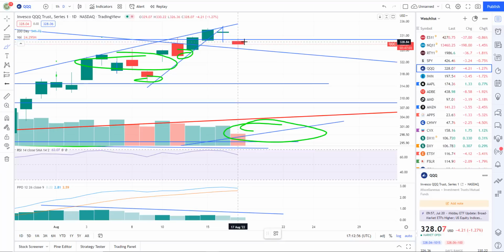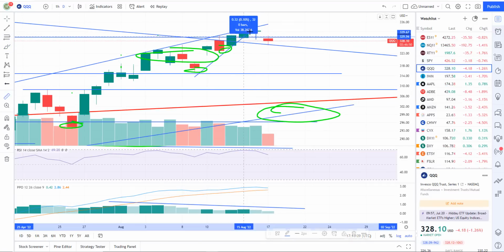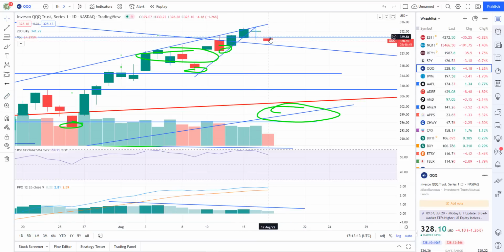So it's kind of funny because I get a lot of subscribers who talk about how I'm just getting obliterated this week because of the shorts. But at the end of the day, guys, my final target was 330. We got above that by about 1%. And we're right back down there.